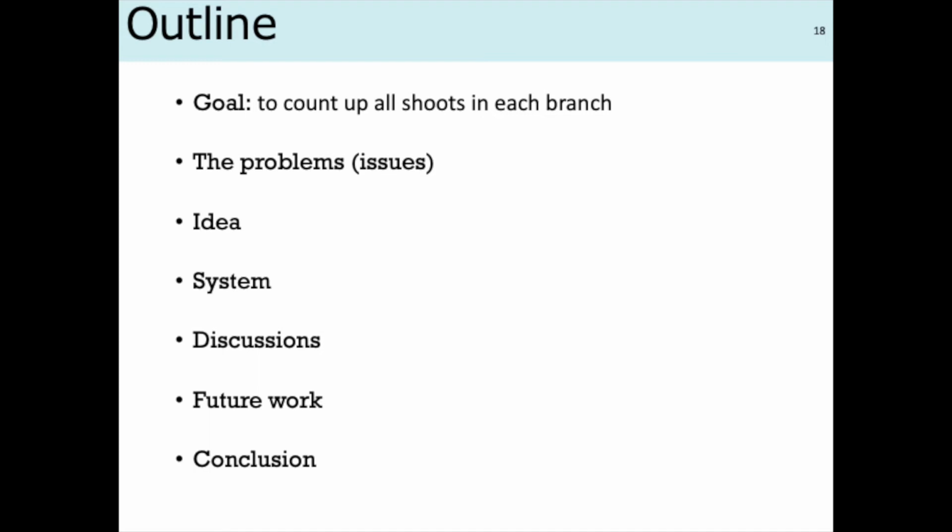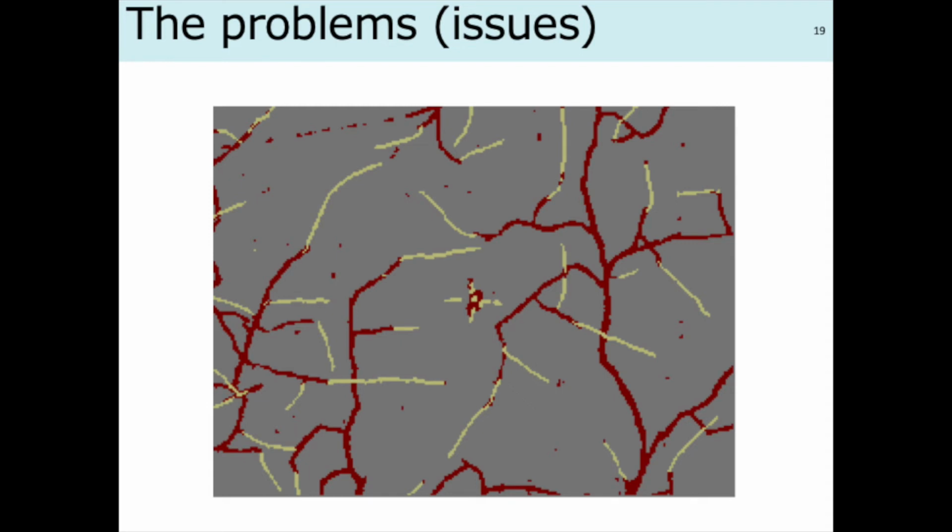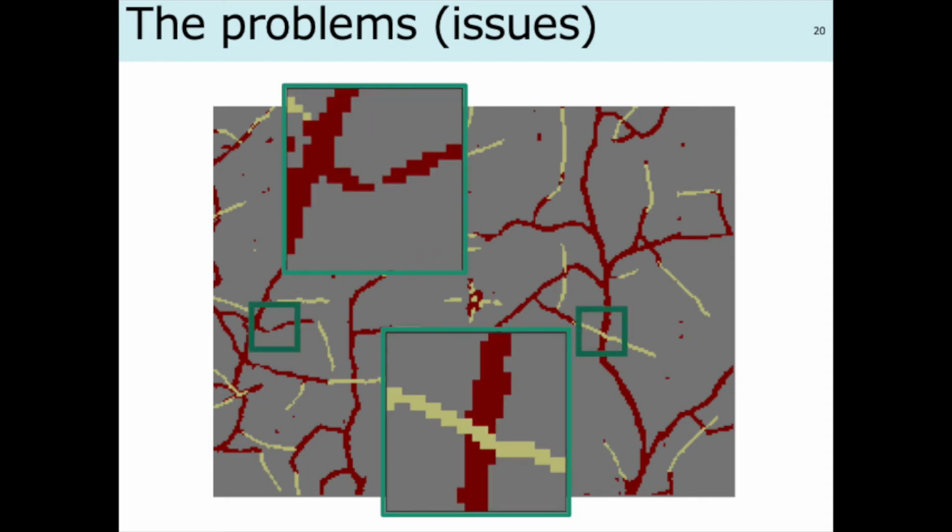Next, I'll speak about the issues in the result of the segmentation. Two problems were found in the recognition results. The first is that one of the areas is interrupted where the shoots and branches overlap, because the photo is 2D.